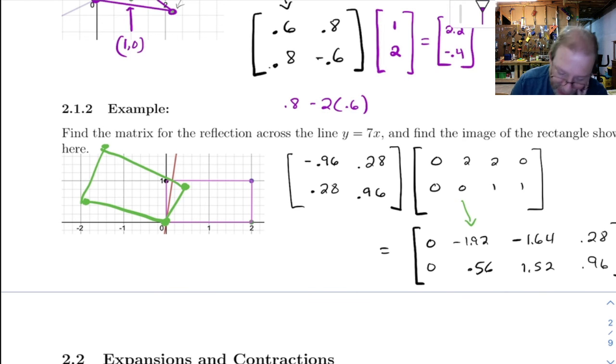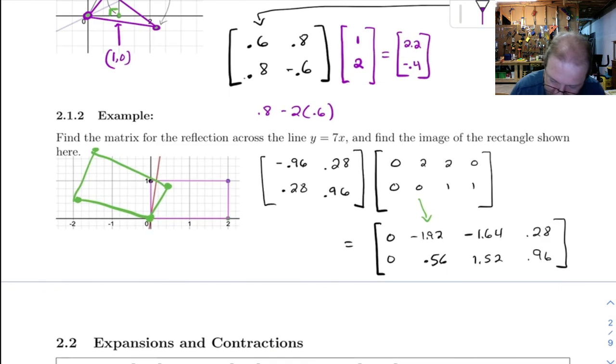I think that top dot might not be in exactly the right place. But anyway, it takes that rectangle and flips it across this line here, which is y equals 7x. So doing these types of things, if you use Octave or Calculate or whatever, it should be a pretty quick thing to do. All right, I think that'll do it for the reflections for now.